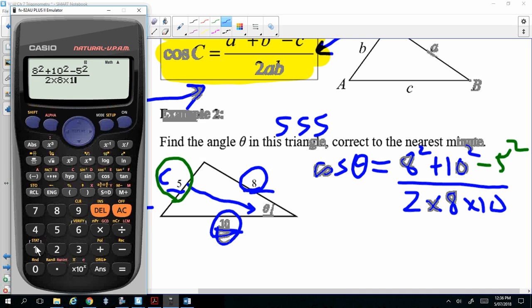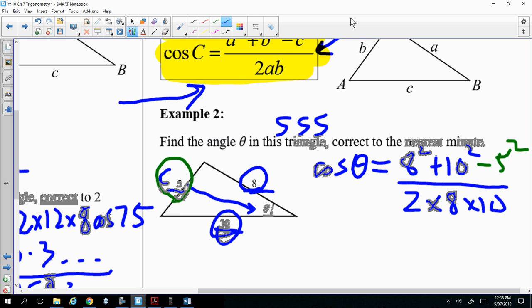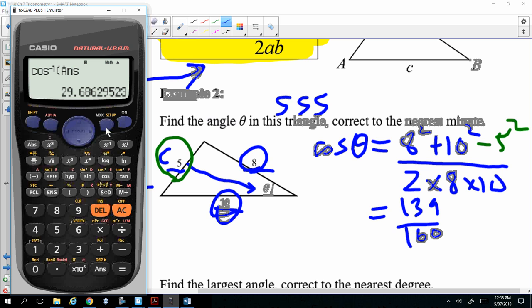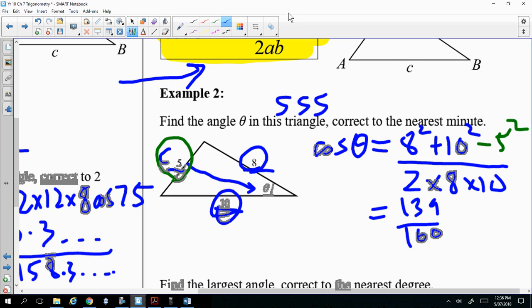Now, like before, to find the angle, you must do shift cos. So you go shift cos of the answer to give you the angle correct to the nearest minute. That's 29 degrees 41 minutes. Okay, so theta equals cos inverse of 139 over 160, which equals this angle, 29 degrees 41 minutes.